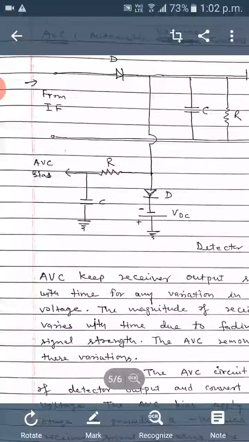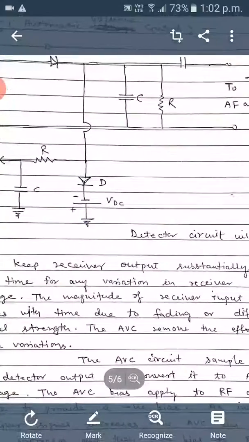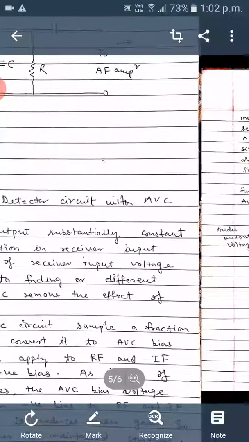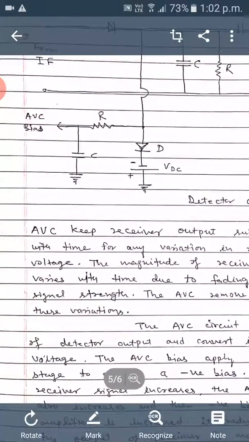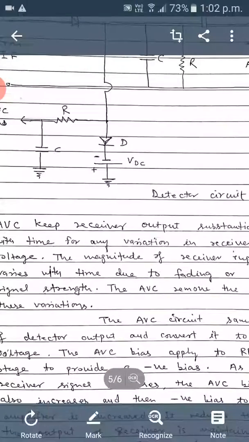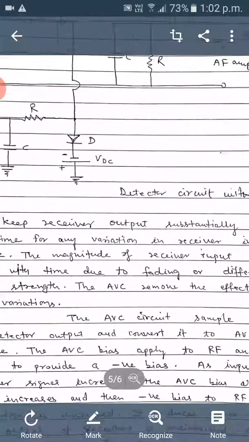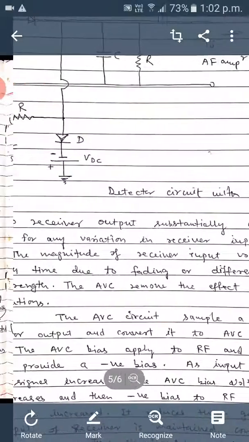So in this circuitry basically a diode is connected in reverse bias condition, in parallel with some capacitor and in series with a resistance. So AVC keeps the receiver's output substantially constant with the variation in the receiver's input voltage over time.